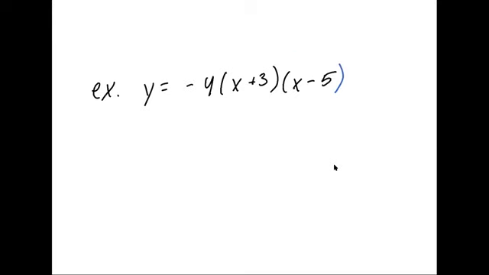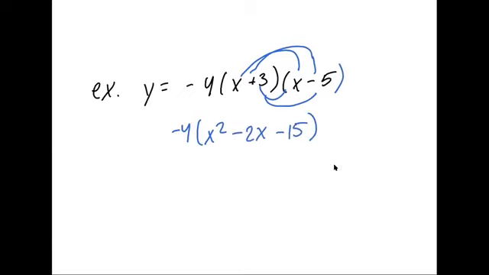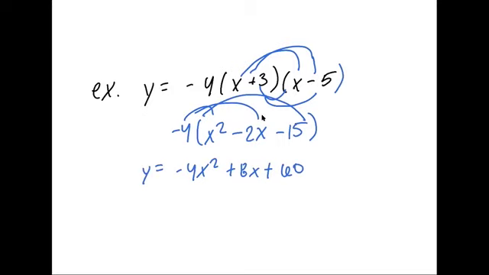Same thing with this one. If we were to do this guy, you would just FOIL out: x squared minus 2x minus 15. And then distribute the negative 4. So negative 4x squared plus 8x plus 60. Okay, and that would get me to my standard form here.